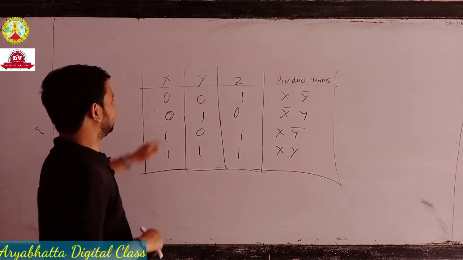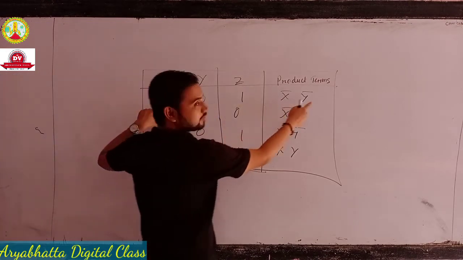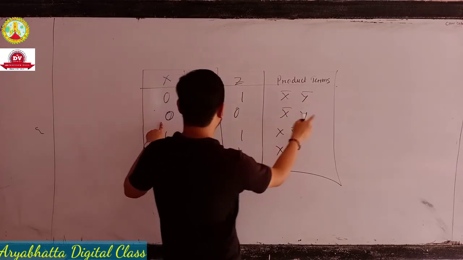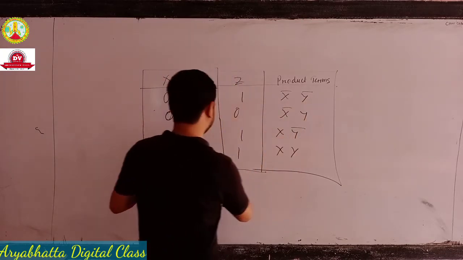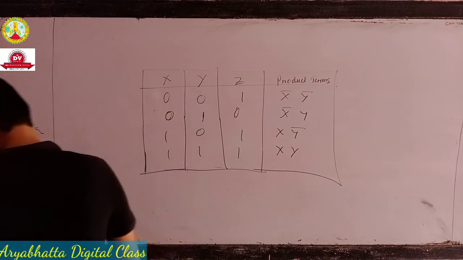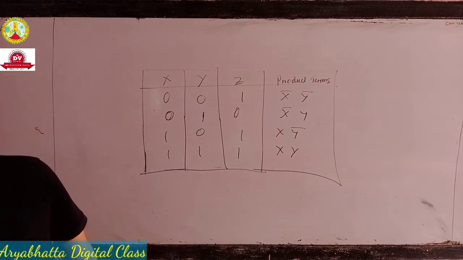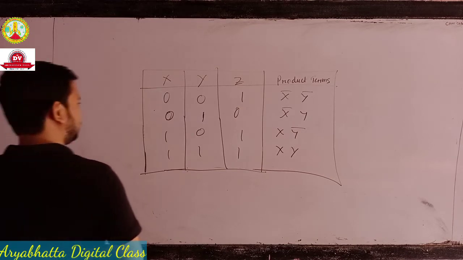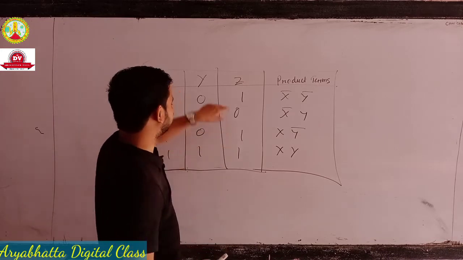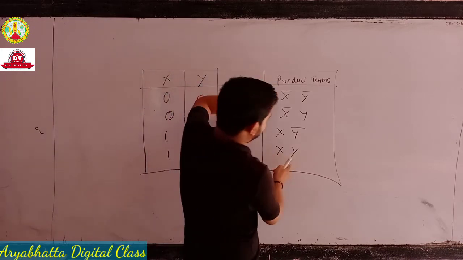What is coming? This is 0 0 means x bar y bar, 0 1 means x bar y, 1 0 means x y bar, and 1 1 means x y. Okay? And now we have to add all the terms for which the output is 1, that is z is 1, and we get the following. The terms whose output value is 1, we add.